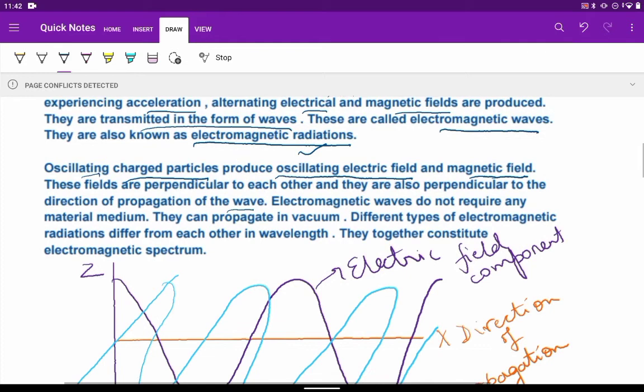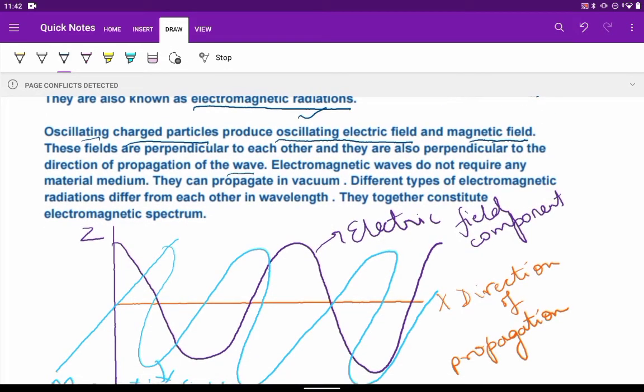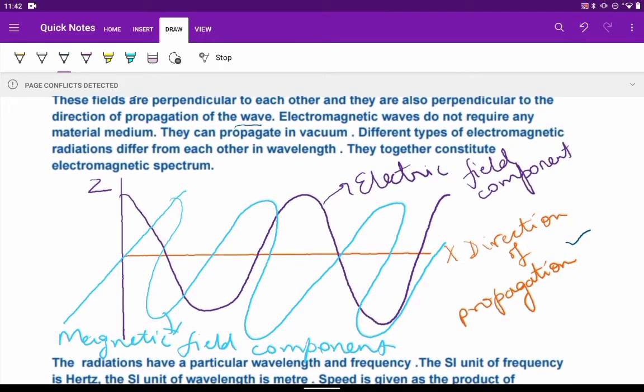As we can see in this figure, along the x-axis is the direction of propagation of the electromagnetic radiation. Here along the z-axis we have the electric field component and another one is the magnetic field component. They all are perpendicular to each other.